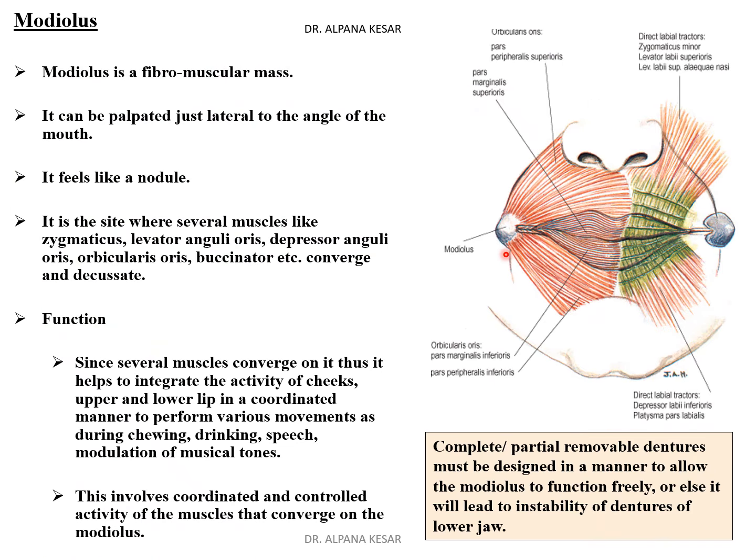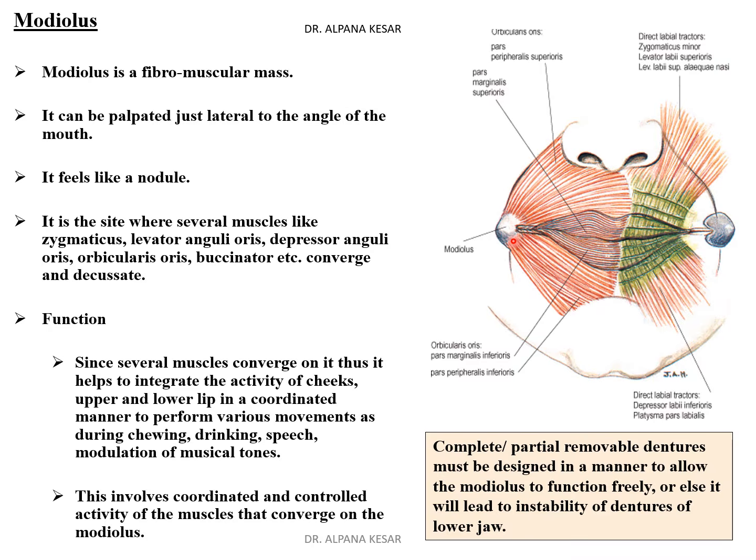Modiolus. Modiolus is a fibromuscular mass. It feels like a nodule and can be palpated just lateral to the angle of the mouth. This nodule is formed by various muscles of the upper and lower lip that converge on it. These muscles are zygomaticus major and minor, levator anguli oris, depressor anguli oris, orbicularis oris. All these muscles converge here and decussate at this point to form this nodular mass.